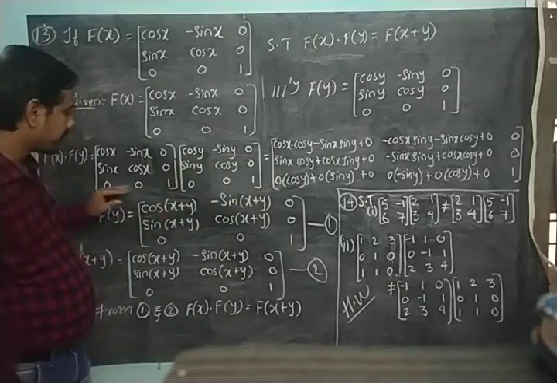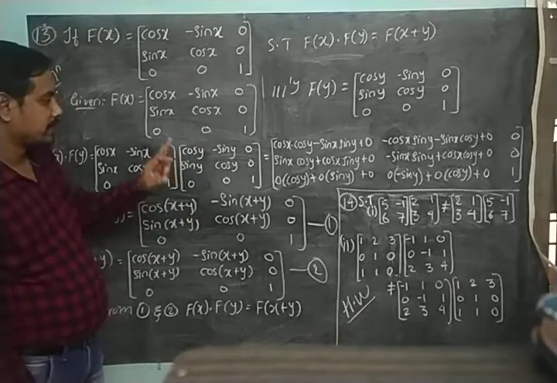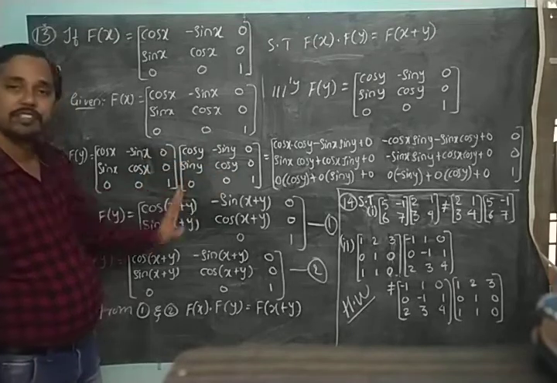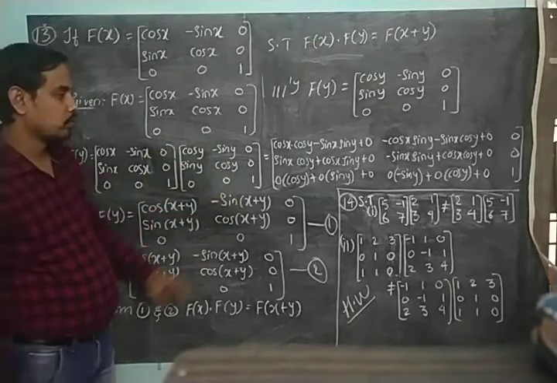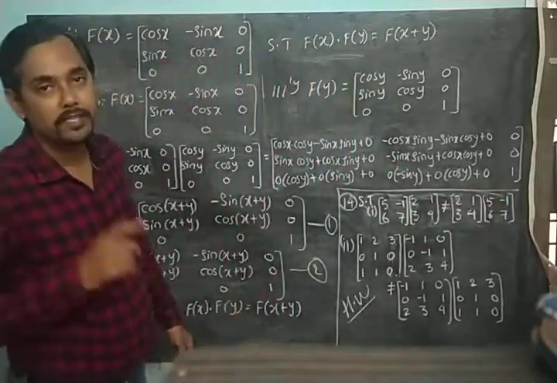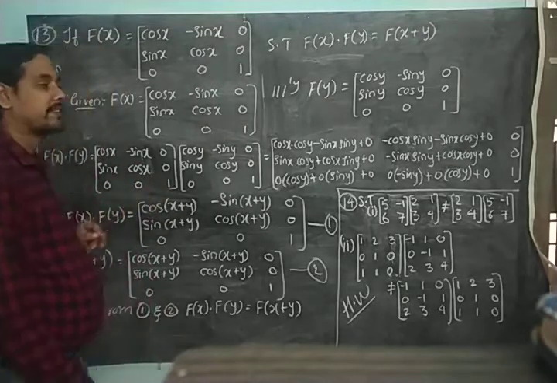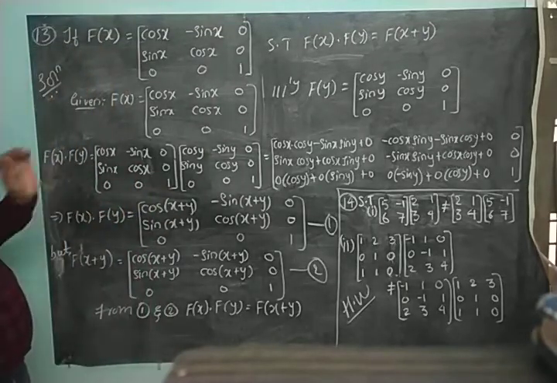Right? Similarly, third row with third column. 0 into 0 is 0 plus 0 into 0 is 0 plus 1 into 1 is 1. So what do you get here? 1. Right? So this is how we need to multiply these two matrices. I hope that thing is clear.